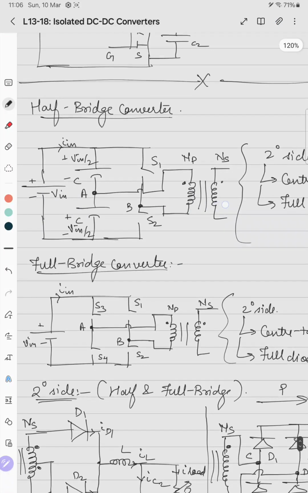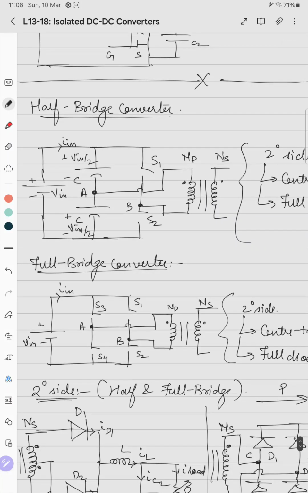In the half bridge converter we use two capacitors. Each capacitor should be charged to Vin by 2. Now these capacitances may be unequal. They might not have exactly the same capacitance, or they might have different values. So the voltage drops across each of these capacitors may not be uniform.